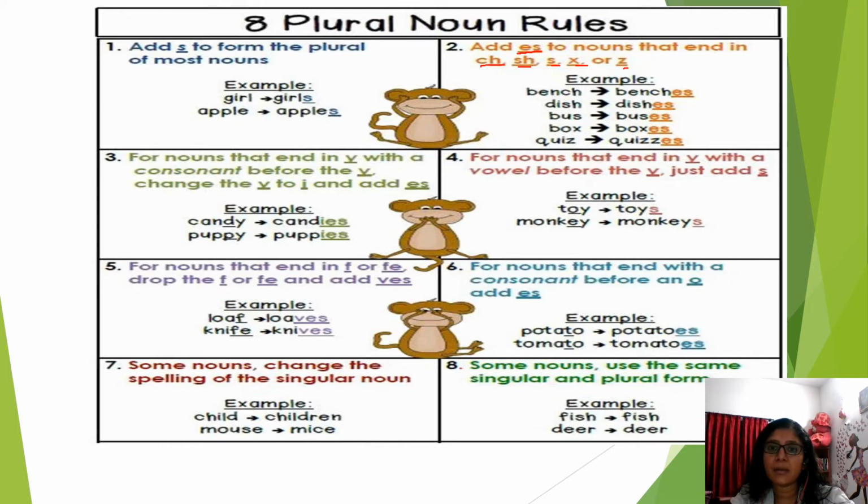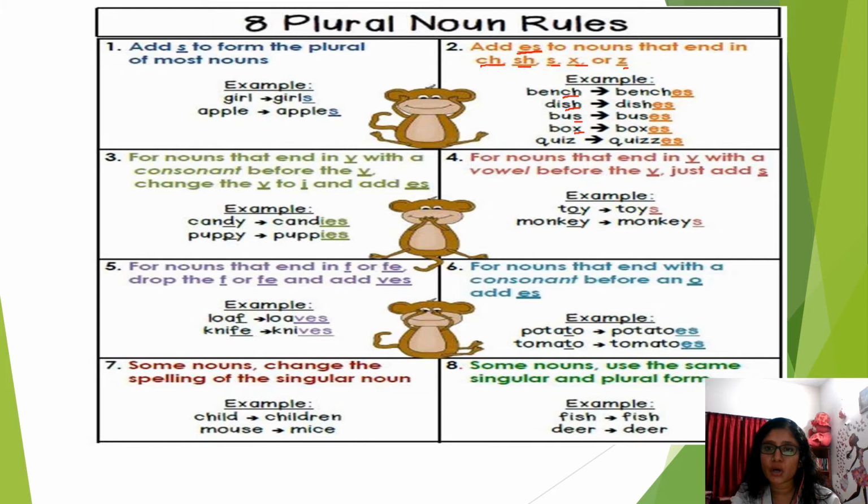So for example, bench. It ends in ch. So this ch is put out, and es comes in. Dish, it is ending with sh. So throw that sh out and bring in es. Bus, it ends with s. So now you're putting it as buses. Again, you are bringing in es. What are you throwing out? s. Next is box. It is ending with x. It is boxes. If you write boxs, it is wrong. Just keep this in mind. These rules are very important when you write the plural.